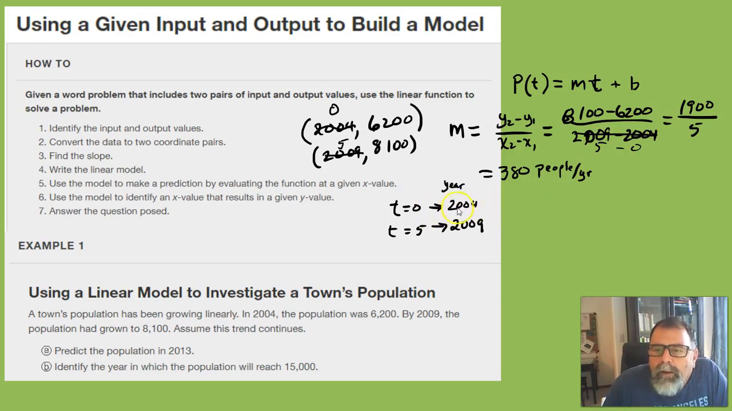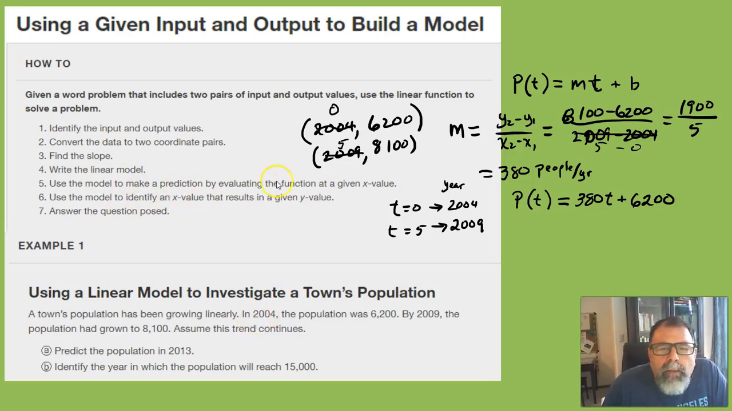All right, so now we can write the equation. This would be our y-intercept, 6,200. So our formula or linear model would be population as a function of time would be 380t plus the initial value was 6,200. Okay, so now we have that.